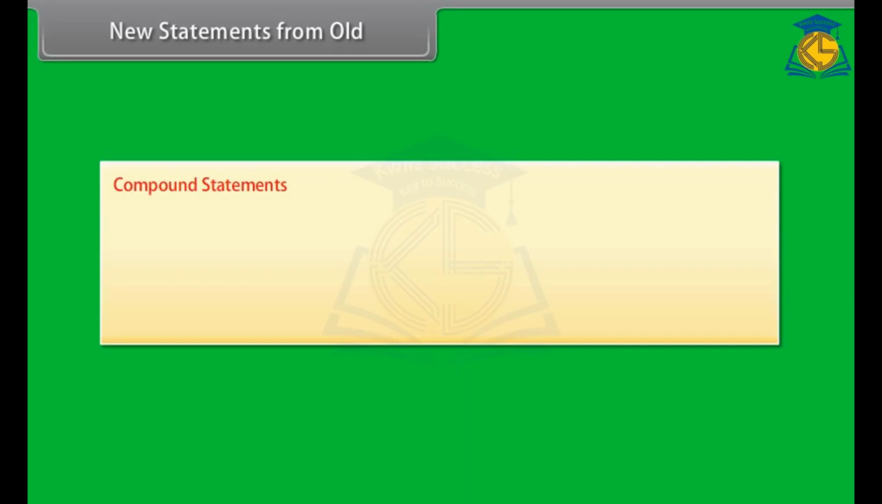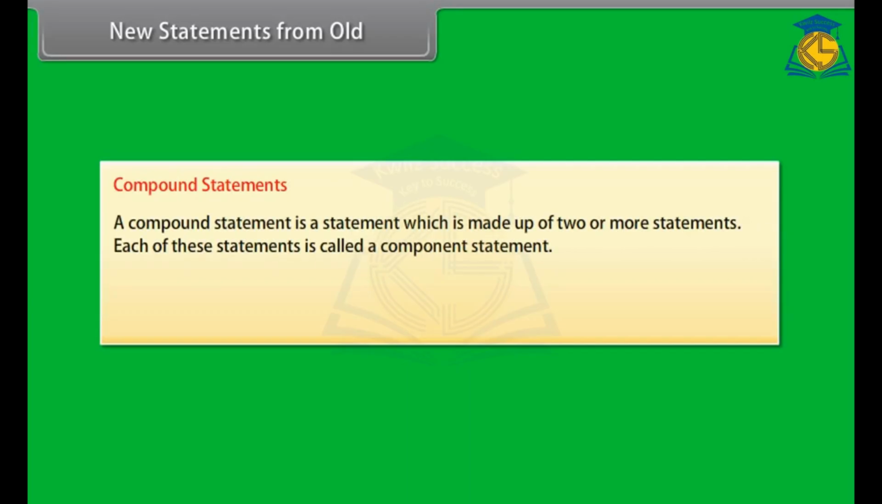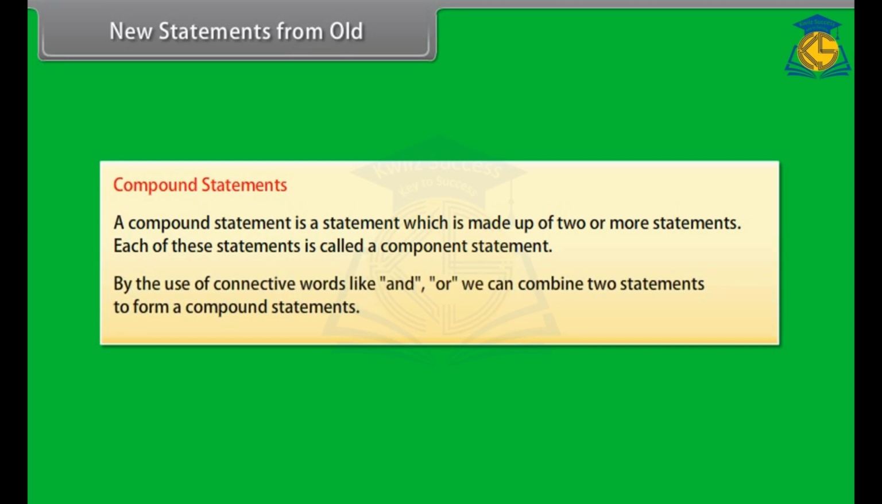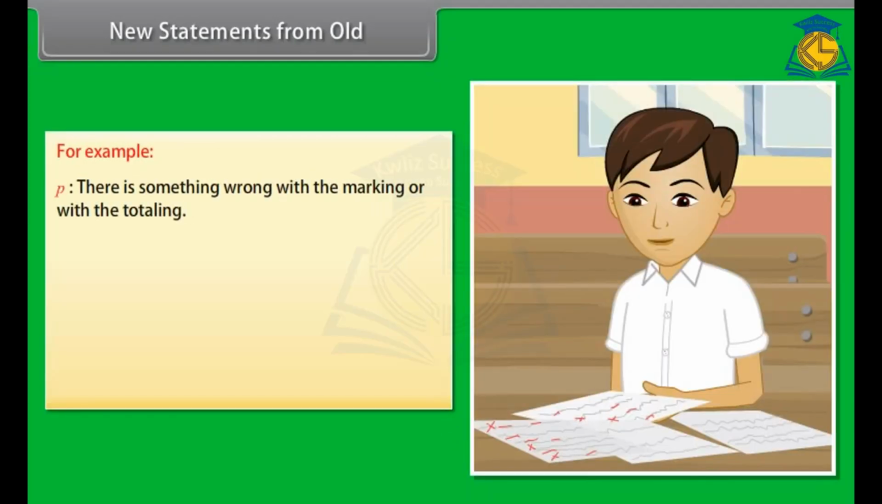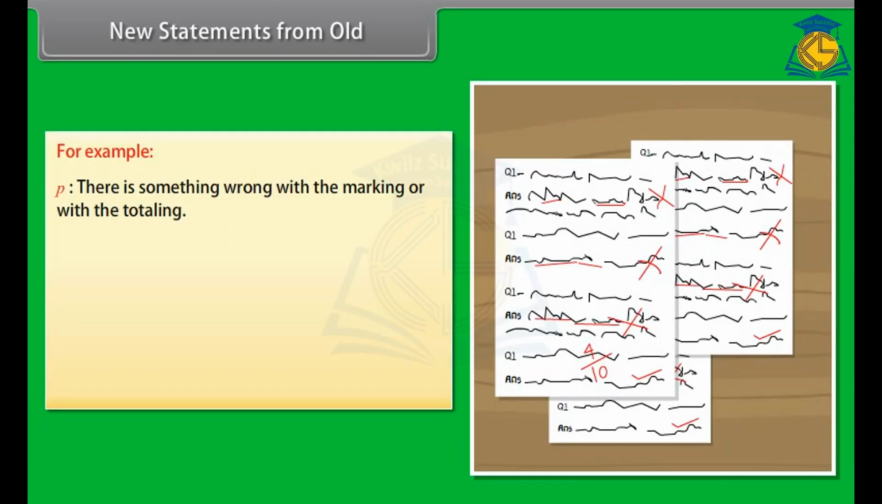Compound statements. A compound statement is a statement which is made up of two or more statements. Each of these statements is called a component statement. By the use of connective words like and, or, we can combine two statements to form a compound statement. For example, P is a statement that there is something wrong with the marking or with the totaling.